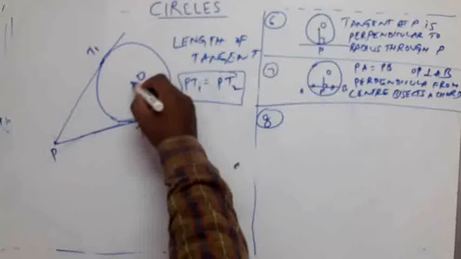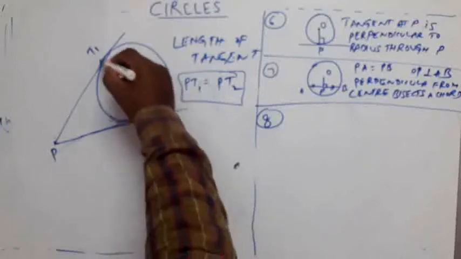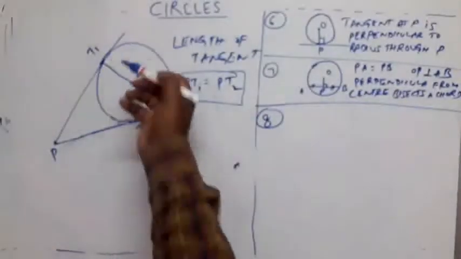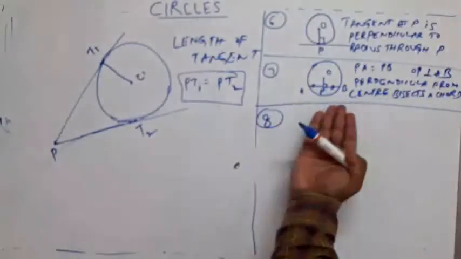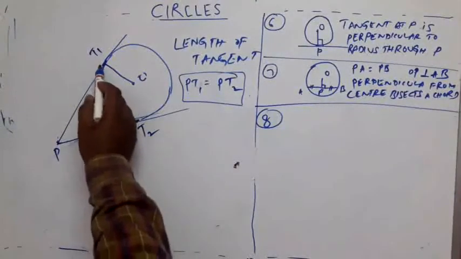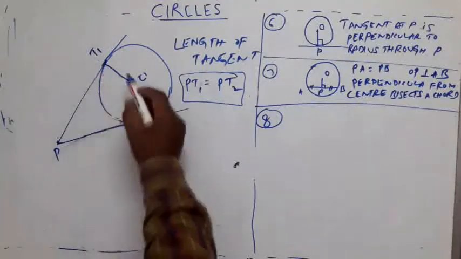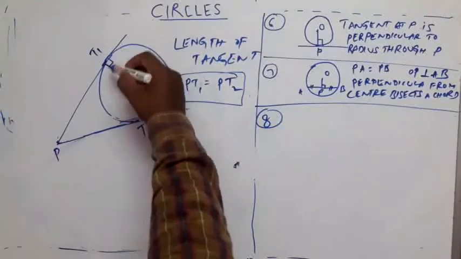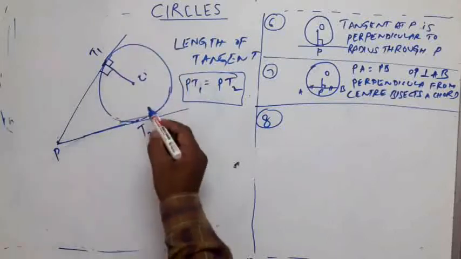Very simple. Let us say this is center O. This is point of contact, right? Joined these two. This is a radius. We know tangent at P is perpendicular to radius through P. That means, of course, in this case, in the place of P, we have T1. Tangent at T1 is perpendicular to radius through T1. That means these two are perpendicular to each other. So this is 90 degrees. Obviously, this is also 90 degrees, right?